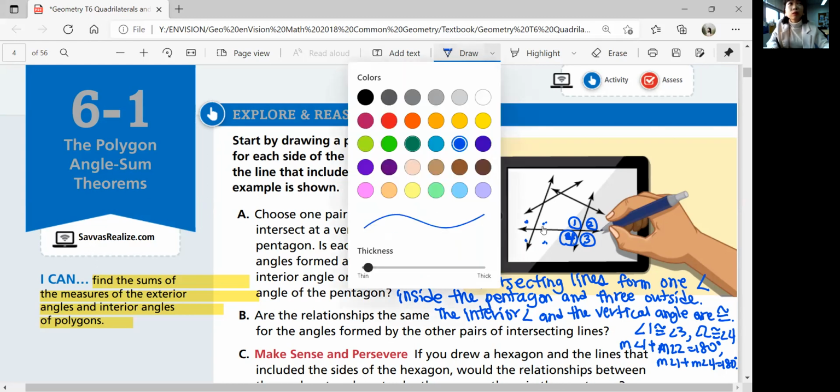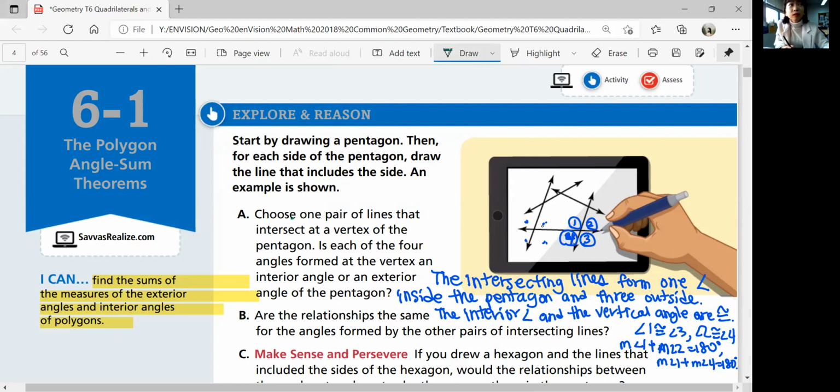So let's write that down in a different color. Yes, the angle measures may vary, but the relationships are the same.